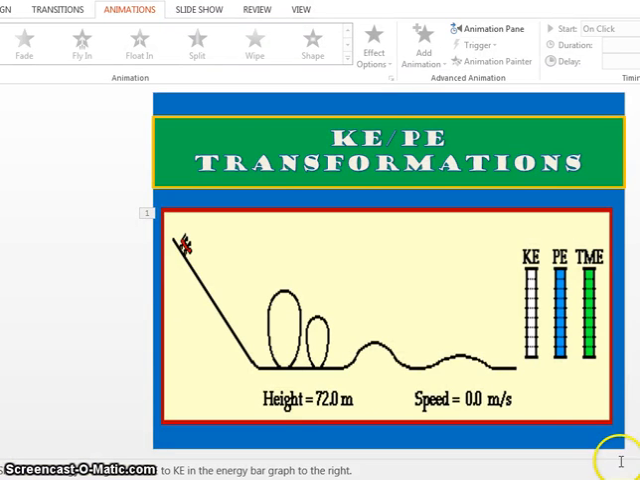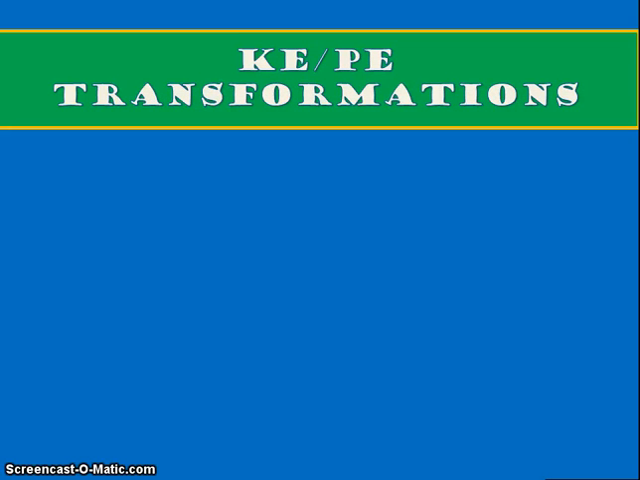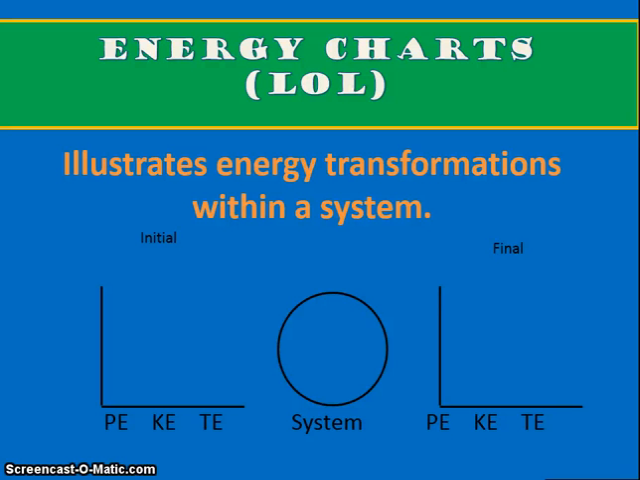All right, I don't like that view because it's a little small. So there we go. Now we can illustrate energy transformations on something called an energy chart. We like to call them LOL charts because we have our first graph here, our initial graph. It looks like an L, and then the O, the system, and then our final chart looks like an L. So we call them LOL charts, but they're really energy bar charts, and they illustrate energy transformations within a system.